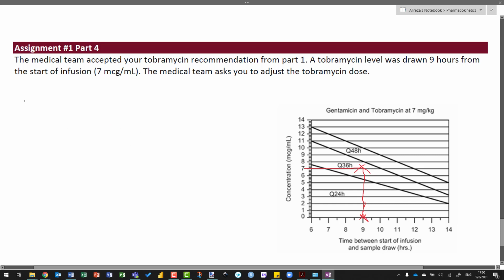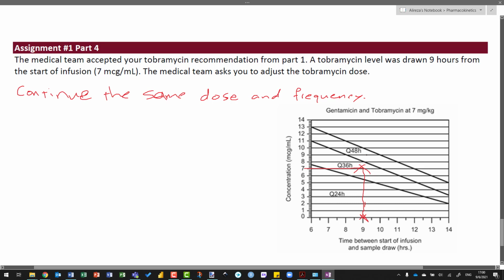So what we recommend is basically to continue. There's no need to change the frequency. So we basically continue the same dose. You can also say the dose and frequency. And that's pretty much it. So this part was pretty easy.